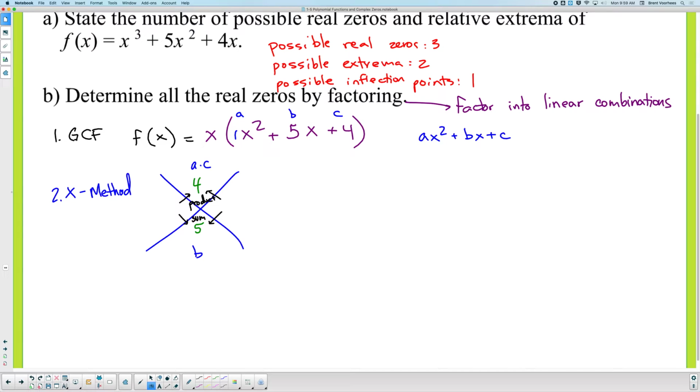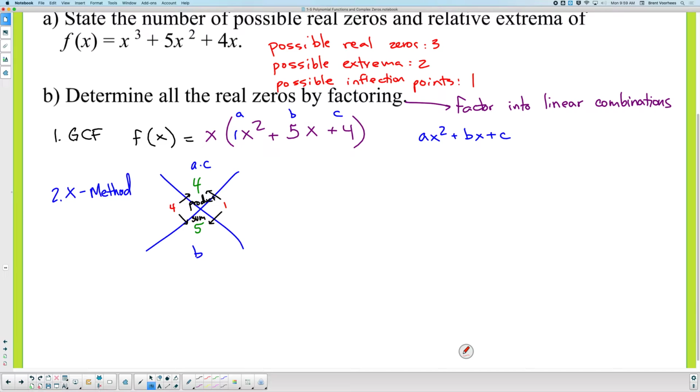So I hear 4 times 1. Now what's wrong with 2 times 2? Their sum would be 4. So the way I do it, I always do product first. What multiplies to make 4? The only options are 2 times 2 and 4 times 1. And then say which one has a sum of 5. And the answer is 4 times 1.